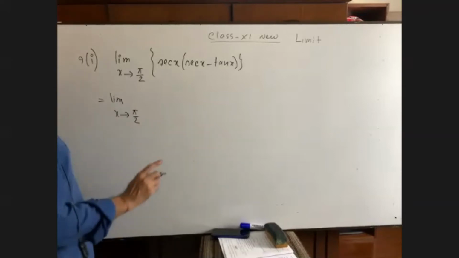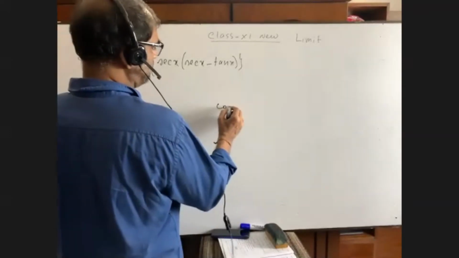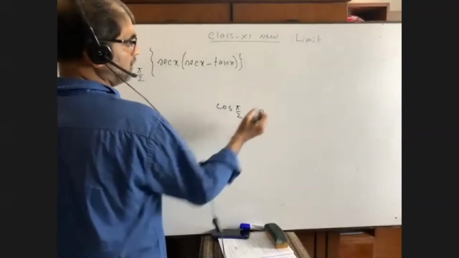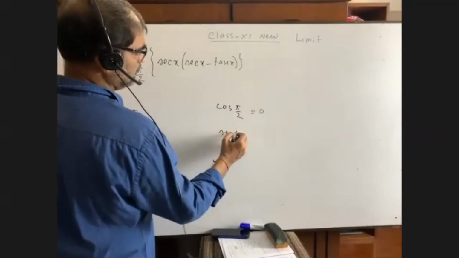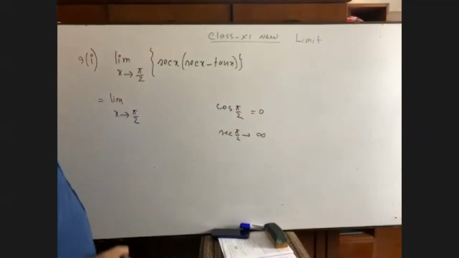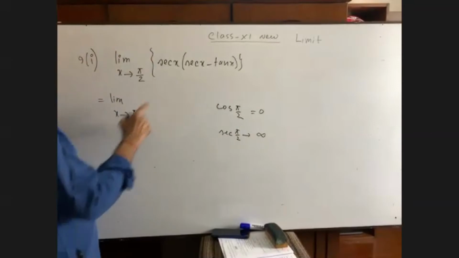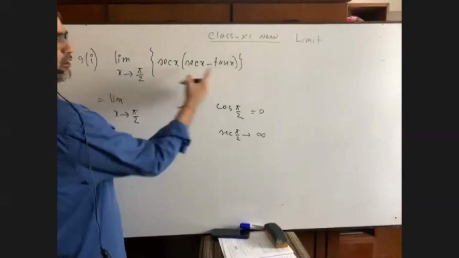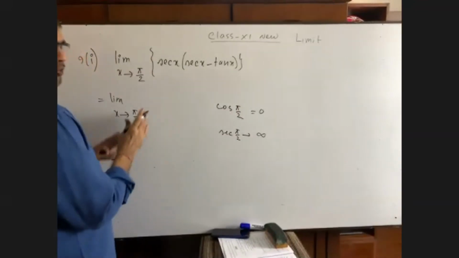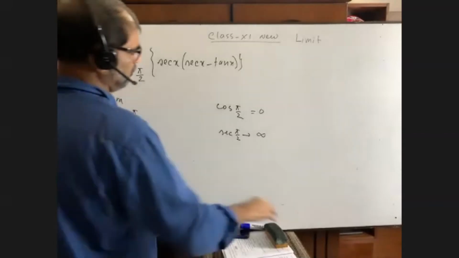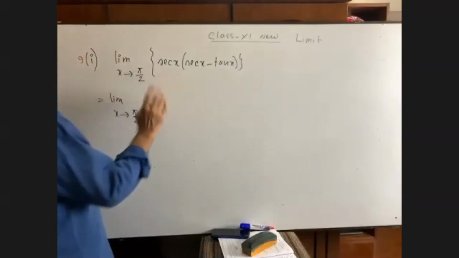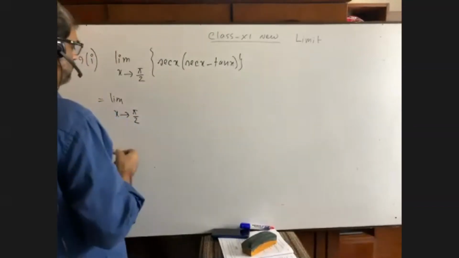So, okay, can you please let me know what is cos pi by 2? 0. So, can you please let me know what is sec pi by 2? Infinity, right? If it is 90 degrees, then sec 90 is infinity. What is tan 90? Tan 90 is also infinity, right? So we cannot put the value. So what is to do? We have to express this into sine and cosine at first.